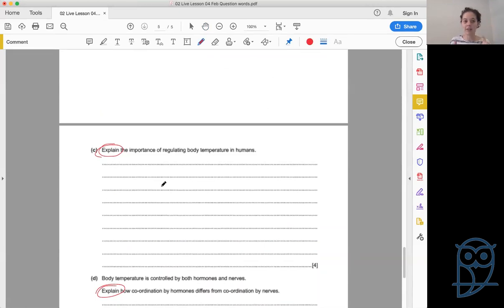Now we have another different explain. This one says, explain the importance. Now, we don't study importance as such. Okay, we study biological facts. So when you're explaining an importance, you are now looking at application. So here we are applying everything we have ever learned about the importance of temperature in humans. So we're pulling from all sorts of different places.